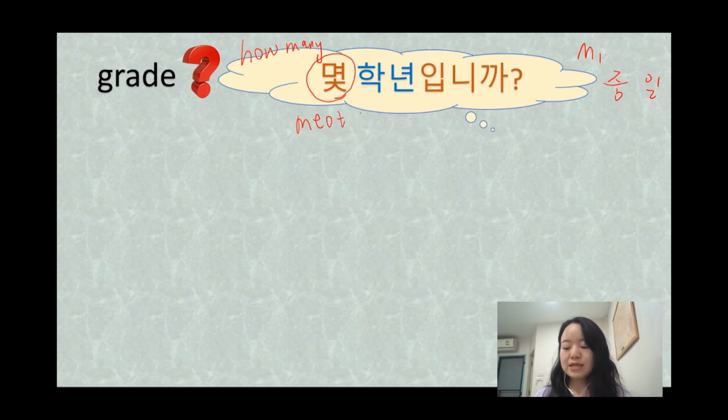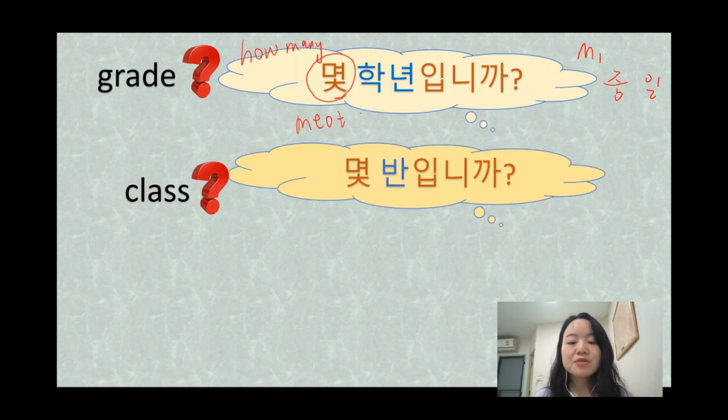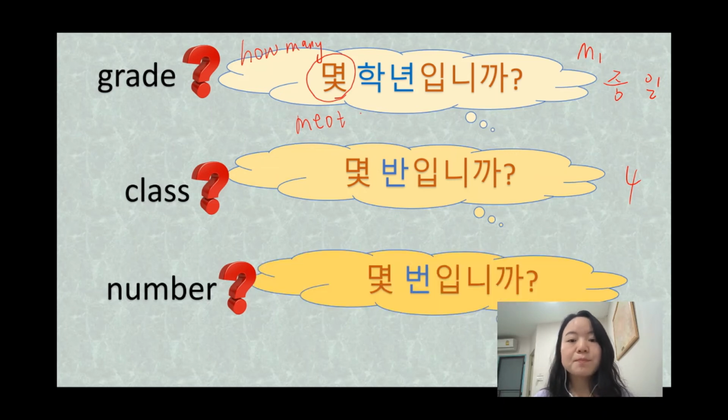Okay, this is great. Okay, next one, class. Class is 반. Okay, so which class? Same. 몇 반이에요? For example, you're from class 4. So you can answer 4반입니다. Then move on to number. What's your number? Okay, same. 몇 번이에요? 번 is number. Okay, for example, if you're number 10, you can say 10번입니다. So how to ask about the grade, the class, the number. 몇 학년이에요, 몇 반이에요, 몇 번이에요.